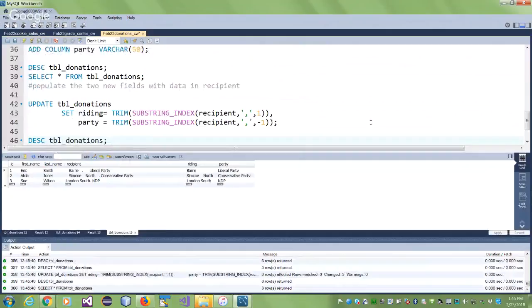Neater? That's what trim does. I could have trimmed it before using it. I could have trimmed the recipient here. I could have done that. Instead of trimming it afterwards, I could have trimmed the recipient and then used it, which is also fine.